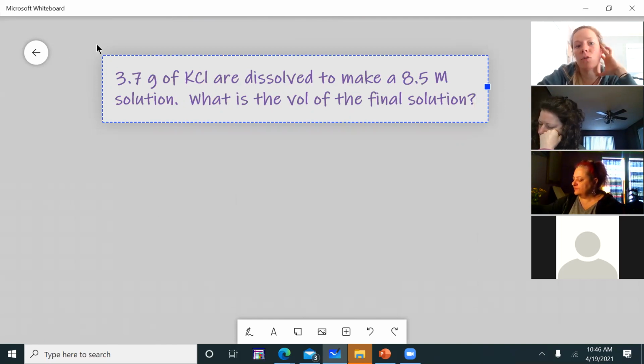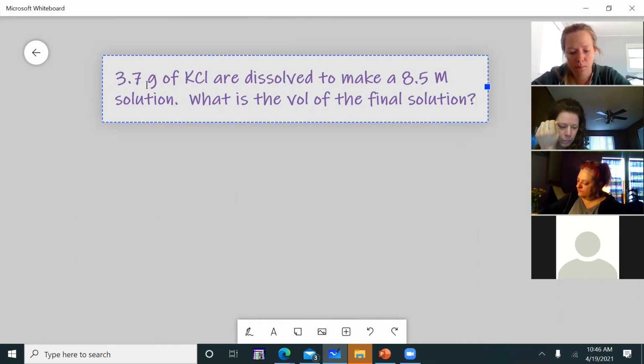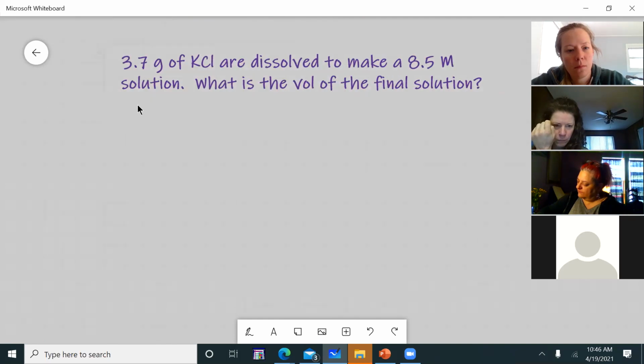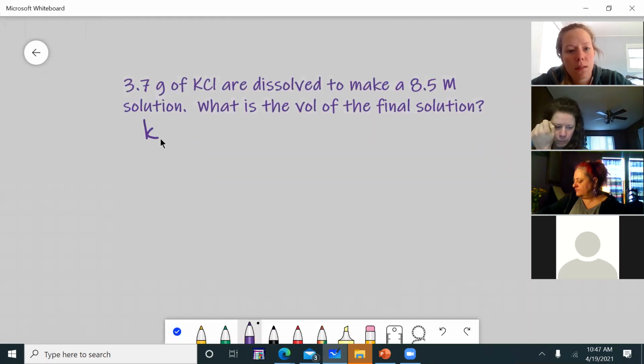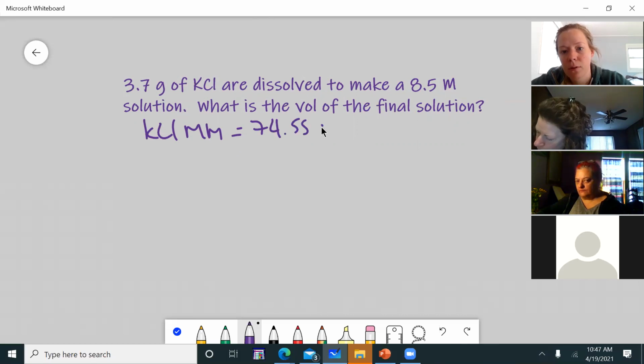We've got just 4 minutes left in class, so I'll give you 2 minutes to try and chip away at this. Let me get you the molar mass of KCl so you don't have to worry about that. KCl molar mass is equal to 74.55 grams per mole.